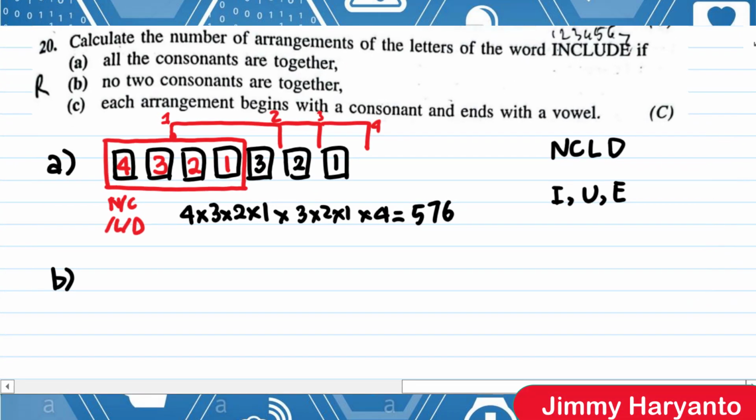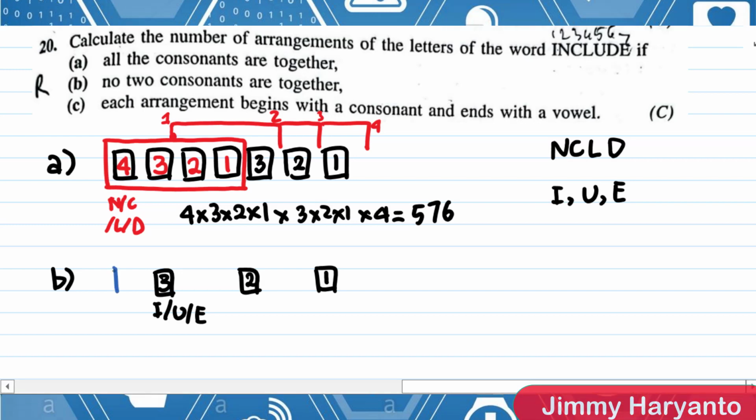Next is B. For B, no two consonants are together, yeah. So no two consonants are together. Okay, so we have vowels I, U, and E. Yeah, there will be the separator, guys. I, U, E, 3 possibilities, and the next will be 2 left and then 1 left.